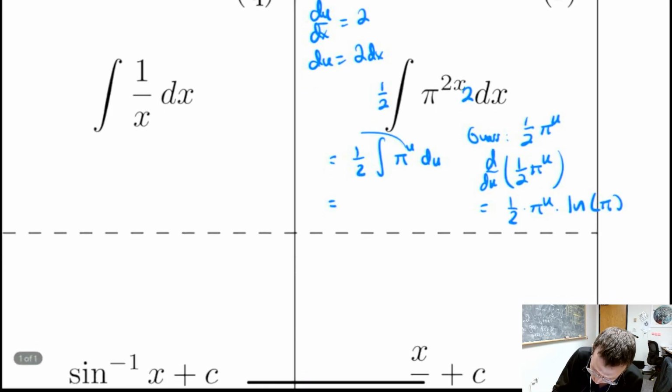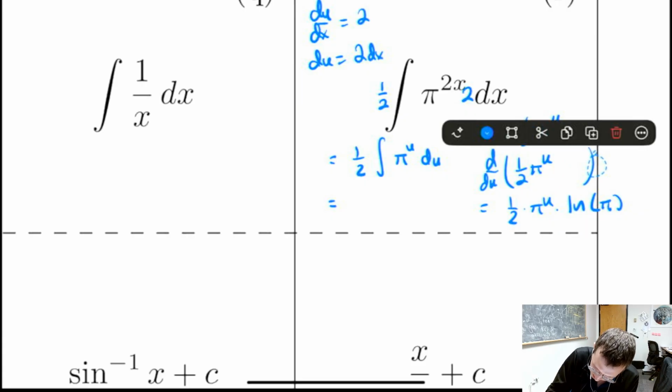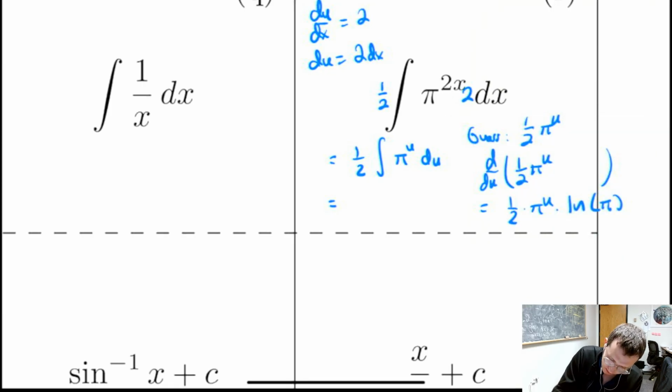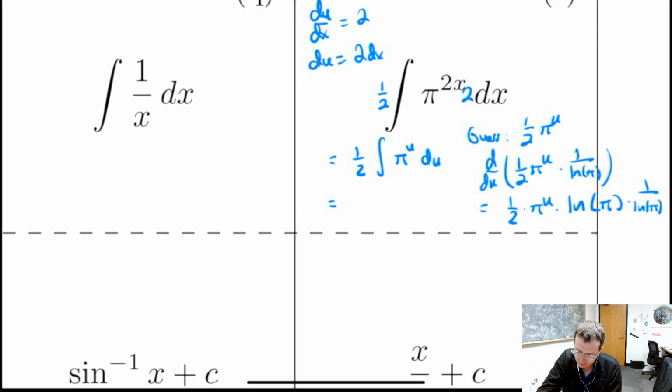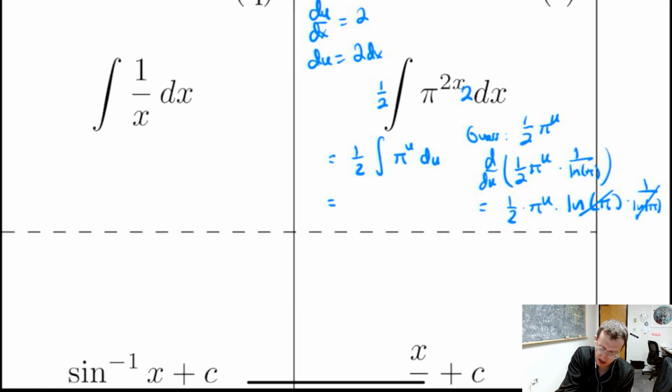Okay, so I was supposed to just get 1/2 pi to the u. I got that, but I also got a factor of ln of pi. I don't want that there, so how do I deal with that? I'm going to divide by the ln of pi. And that's going to cancel out this unwanted ln of pi, leaving me with just the 1/2 pi to the u, which I wanted. So my antiderivative is 1/2 pi to the u divided by the ln of pi.